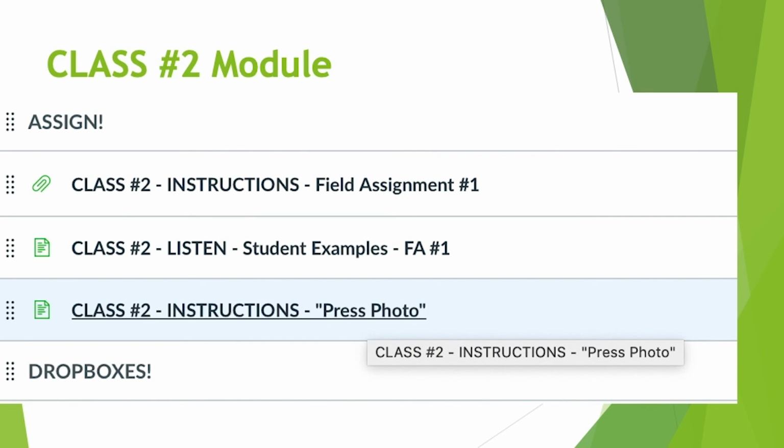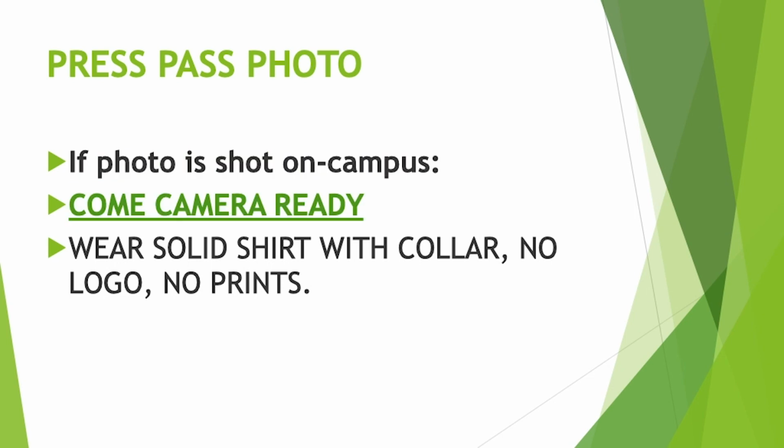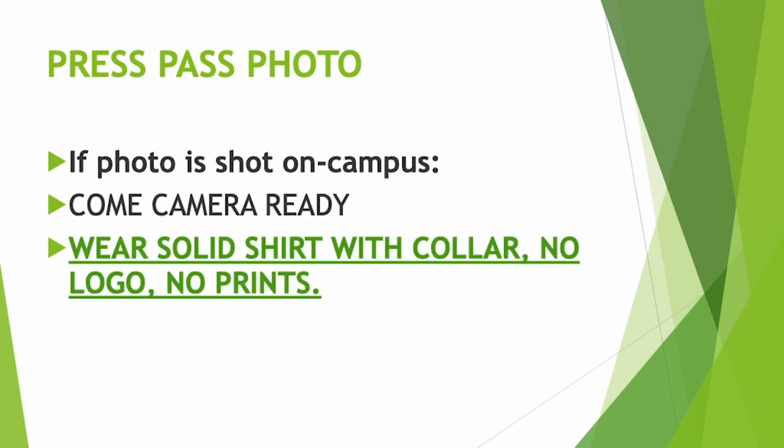Finally, this week, you need to take a photo of yourself that can be used in your Press Pass. I have instructions in a file posted in this module, but I'll go over the instructions for you now. You'll be given a press badge to identify you as a working member of the media. If the photo is shot on campus, you need to come camera ready, show up on time, and wear a solid shirt with a collar, no logos on it, no prints, just a solid color shirt with a collar.